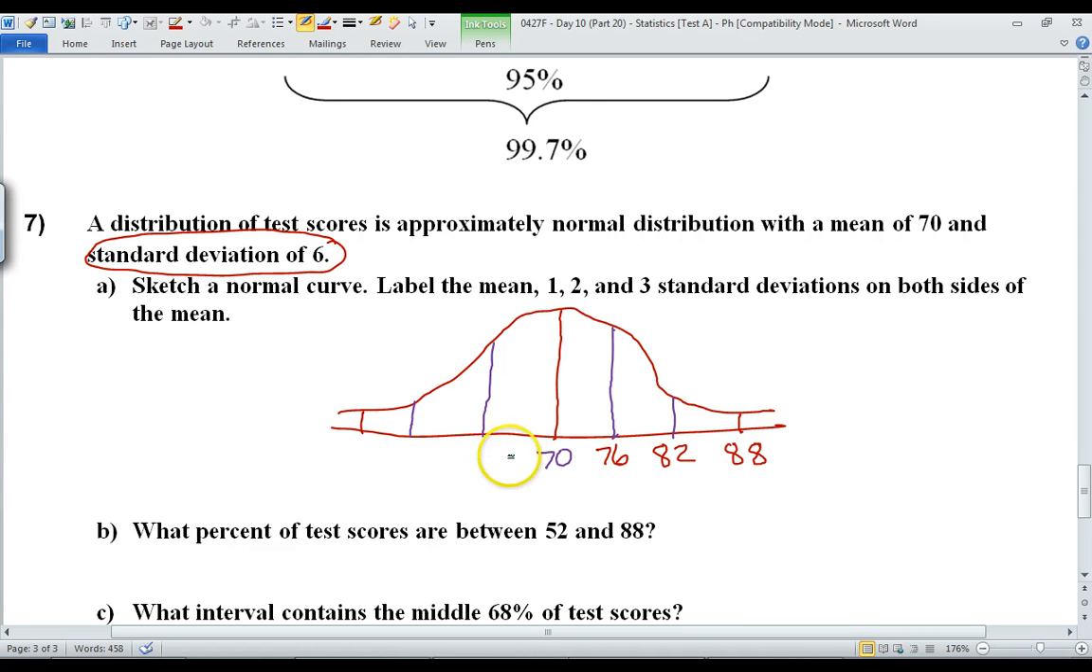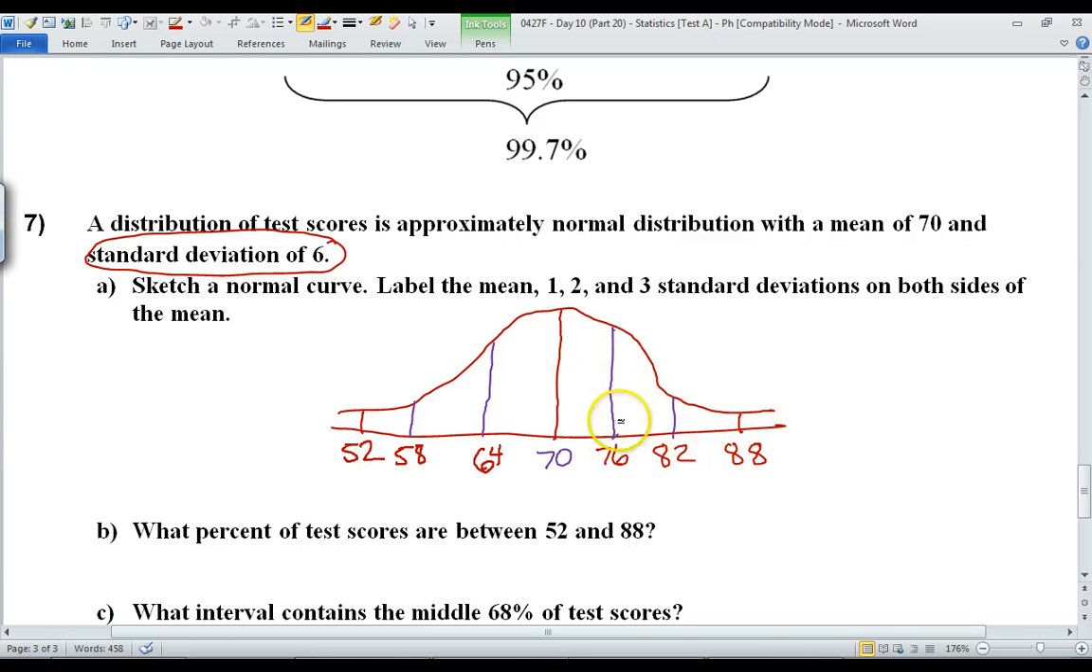Okay, please give me the numbers going to the left. 64, 58, and 52. Does everyone understand where these numbers are coming from?